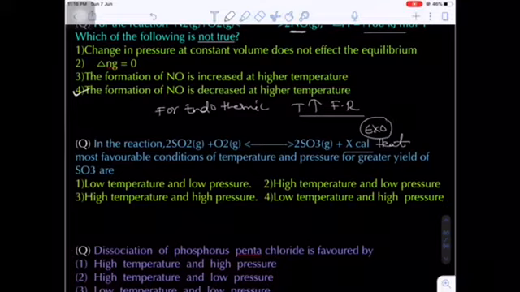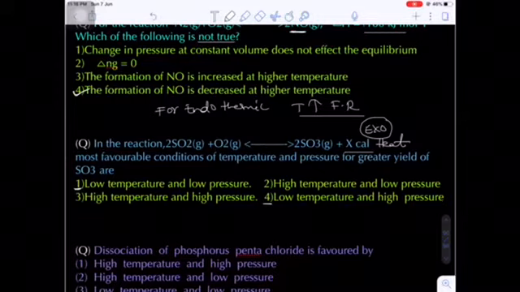Now the favorable conditions. This is called the contact process, manufacturing of sulfuric acid. This is an exothermic reaction, and the favorable condition for an exothermic reaction is low temperature. Where are the options? Low temperature is the first option, and low temperature is also the fourth option. Are you getting my point?